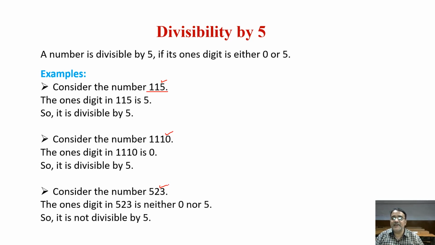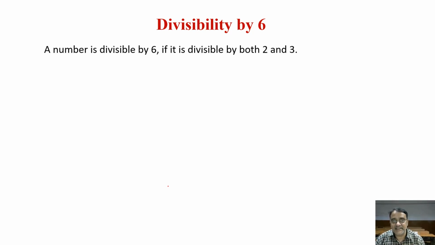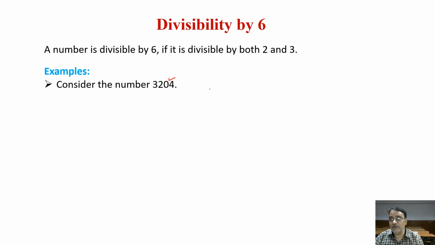Now next, divisibility by 6. For divisibility by 6, the number should be divisible by 2 and 3 both. This is the criteria. So we'll see an example, 3204. तो 6 के लिए हम लोग को 2 और 3 दोनों की चेकिंग करना है. So first we will see 2. So the unit place digit is 4, therefore it is divisible by 2.